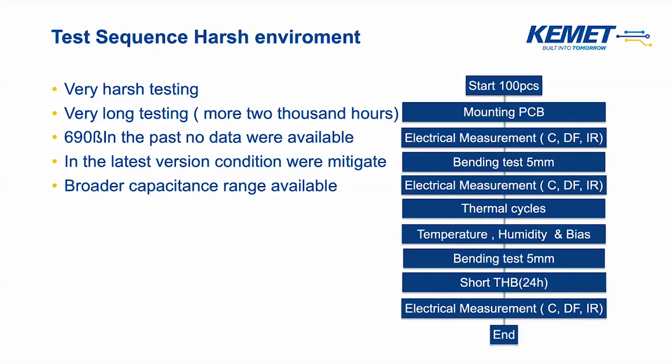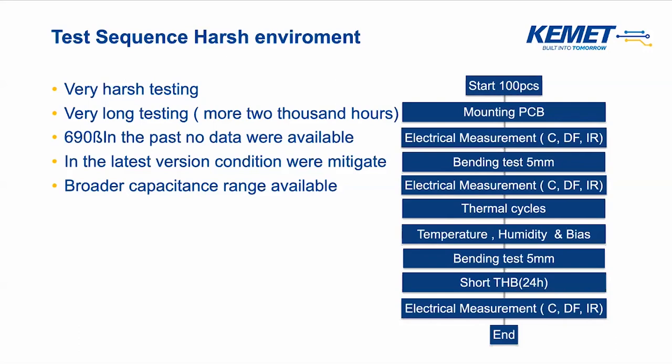So we start with 100 pieces, then we mount on the PCB, then we do electrical measurement, we do bending test, the flex test, 5 millimeter, then we do again electrical measurement, then we do thermal cycles, so 1000 of them. 30 minutes each temperature, minus 55, 125, and a very short transition time. Then we have this very, very tough temperature humidity bias, THB testing with 85, or now we can vary a little bit about that. Another bending test, another flex test, 5 millimeter.